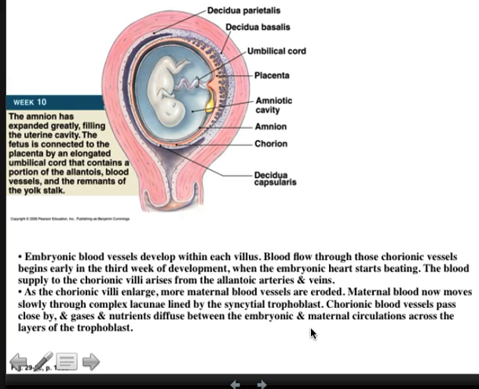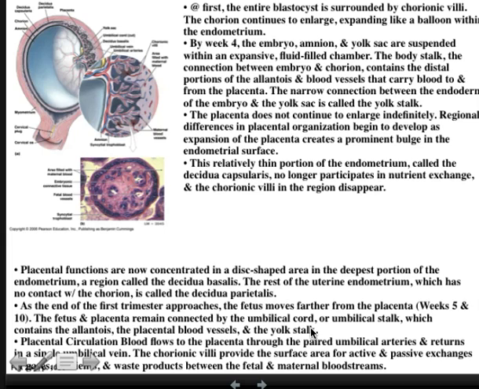As these villi get bigger, more maternal blood vessels are eroded. The maternal blood now moves slowly through the complex lacunae, and these are lined with syncytial trophoblast. The chorionic blood vessels pass close by, and gases and nutrients diffuse between embryonic and maternal circulation across the layers of the trophoblast. So it's very important to remember that the blood of the mother and the baby don't mix, but they come into very close contact, and they're able to exchange by diffusion nutrients and waste products.